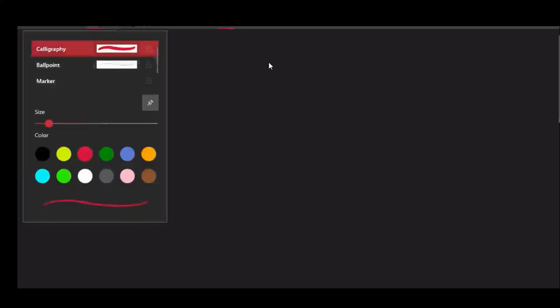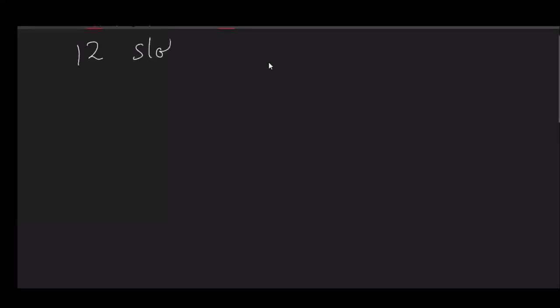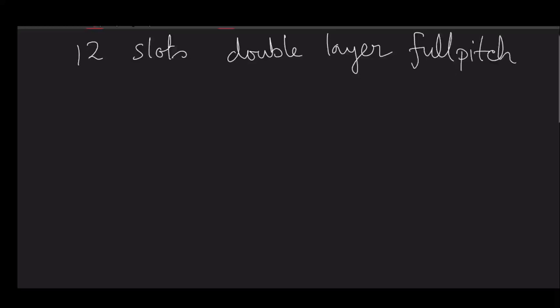So now let us consider another case. In the example I demonstrated, there were 12 slots and one coil side, and all the windings were single layer. Now let us consider a case where we are having 12 slots, but it is a double layer. So 12 slots, double layer, full pitch winding.